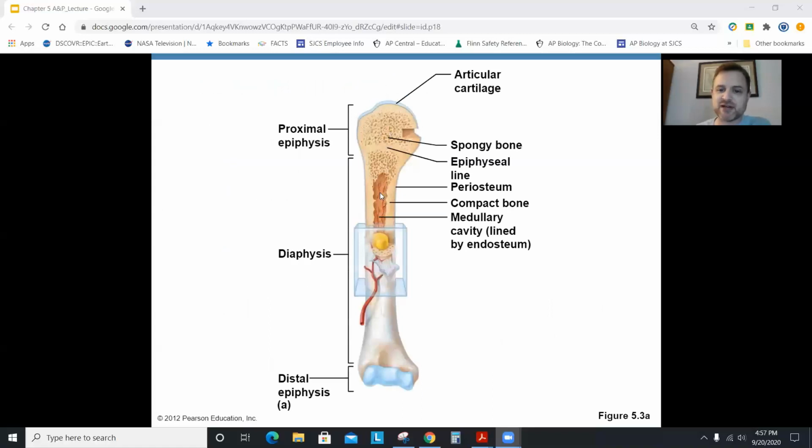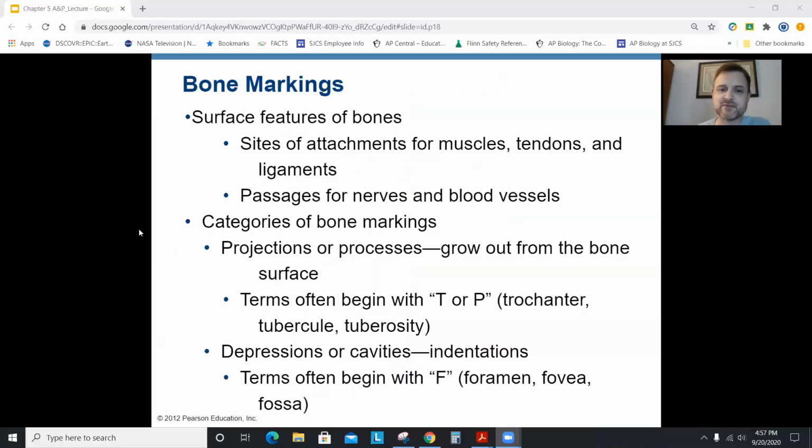It's the same picture again. So here we have the medullary cavity, and here you can see some yellow marrow. So this is obviously an adult. It's an adult because you see the epiphyseal line is not cartilage.